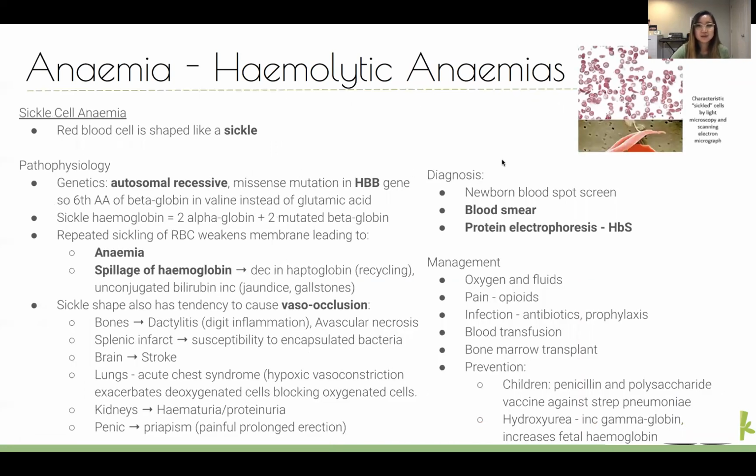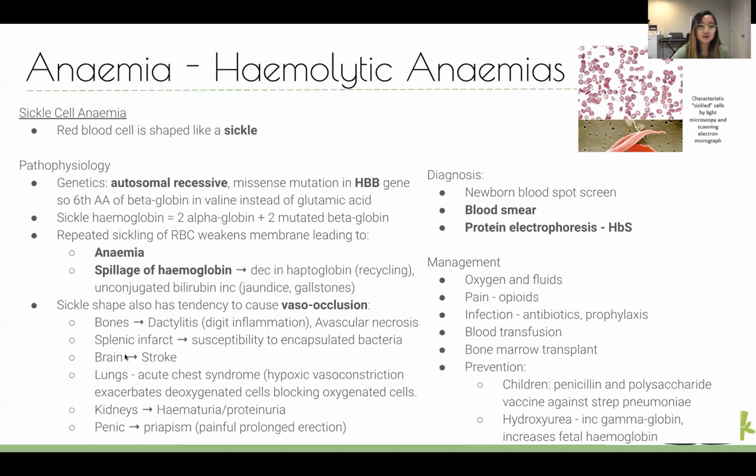Sickle cell anemia is when your red blood cell is shaped like a sickle, and it's autosomal recessive due to a missense mutation in the HBB gene. Don't really have to know that. Basically, because these red blood cells turn into this shape, it can't hold oxygen properly, so you get anemia. And this kind of shape also accumulates a lot in your blood vessels, and because of that, you can occlude your vessels and cause other issues.